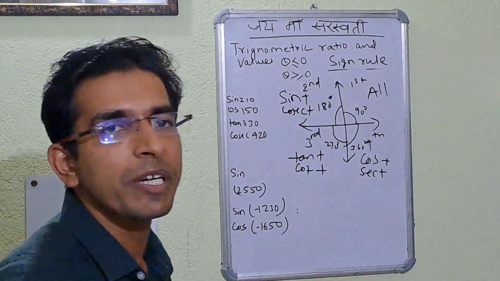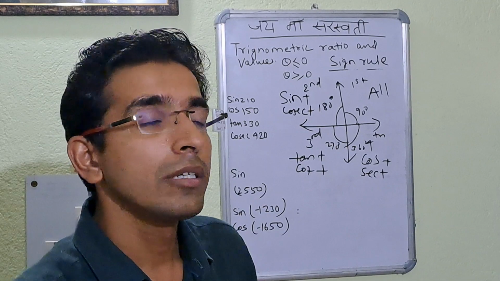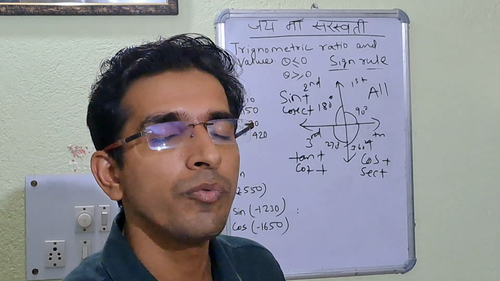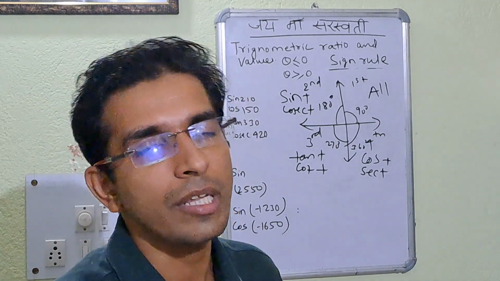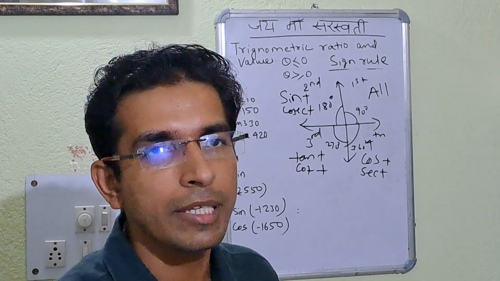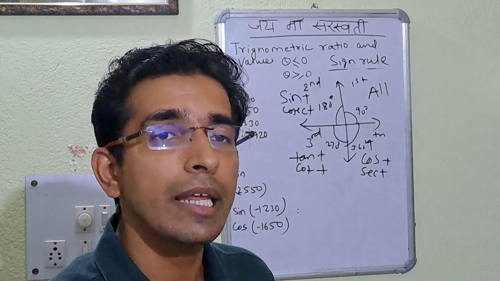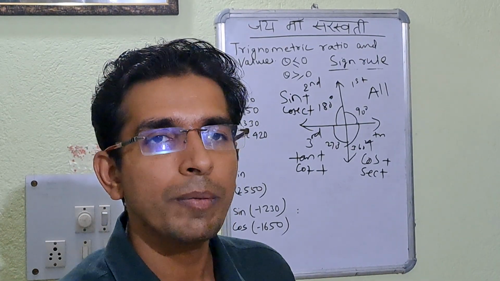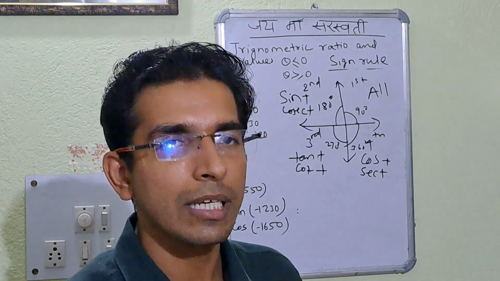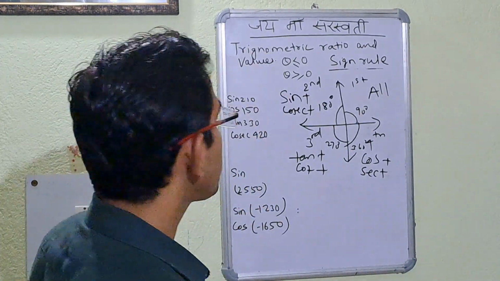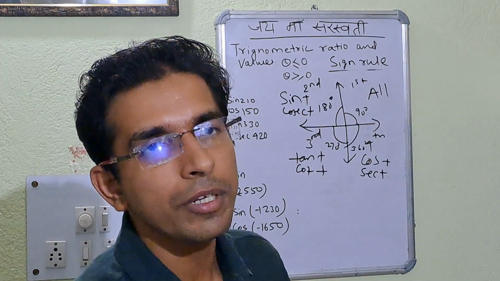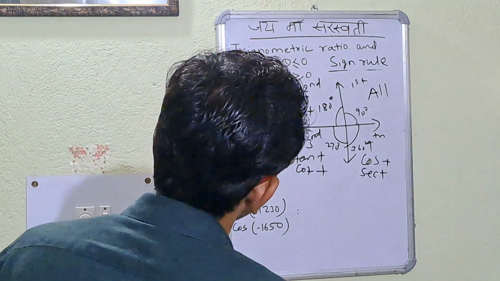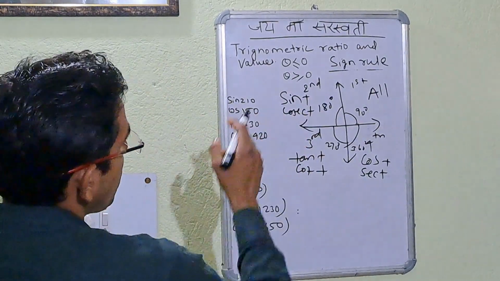As I have already depicted on the board, in the first quadrant all the trigonometric ratios will be positive, no matter whether it is sine, cos, tan, cot, cosec, sec. In the second quadrant, sine and cosec will be positive. In the third quadrant, tan and cot will be positive, and in the fourth quadrant, cos and sec will be positive. So this is the distribution of different trigonometric ratios with respect to the quadrants. This is the fourth rule that I have depicted on the board.